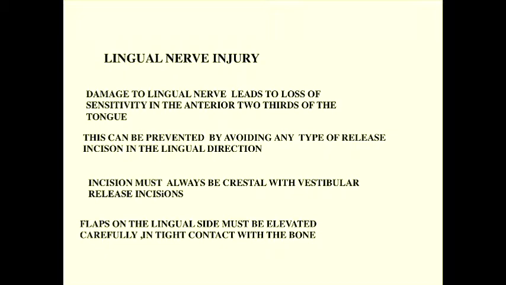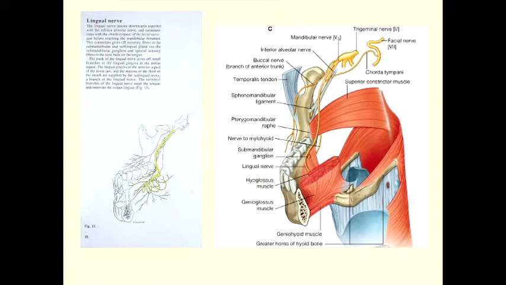Flaps on the lingual side must be elevated carefully. Okay, see? Flat, no incision. That's very important. I'm going to show you first the lingual nerve, so we can remind you of your anatomy. There it is. This is the trigeminal nerve. It has three branches: ophthalmic, maxillary, and mandibular. There's the mandibular. One of its branches is the lingual.